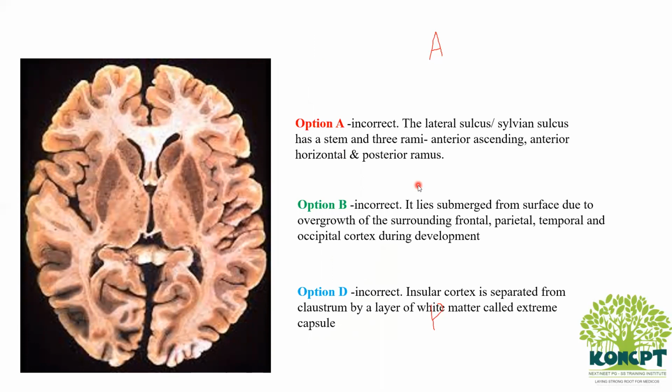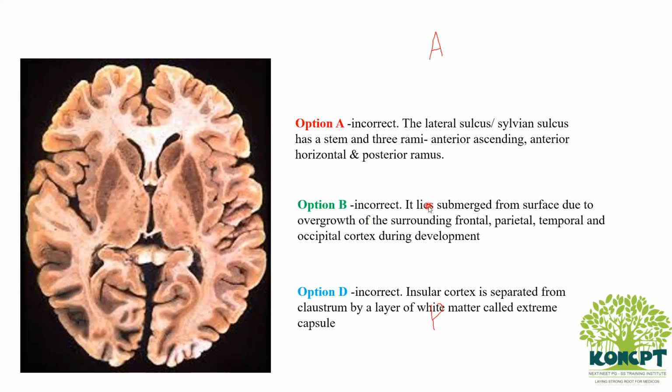Coming to the options, remember the question was, which one is not correct? So option A is incorrect. The lateral sulcus is also called the Sylvian sulcus, and as I told you, it has a stem and 3 rami: anterior ascending, anterior horizontal and posterior ramus. The stem lies on the inferior surface and the 3 rami you get to see on the supralateral surface of the cerebral hemisphere.